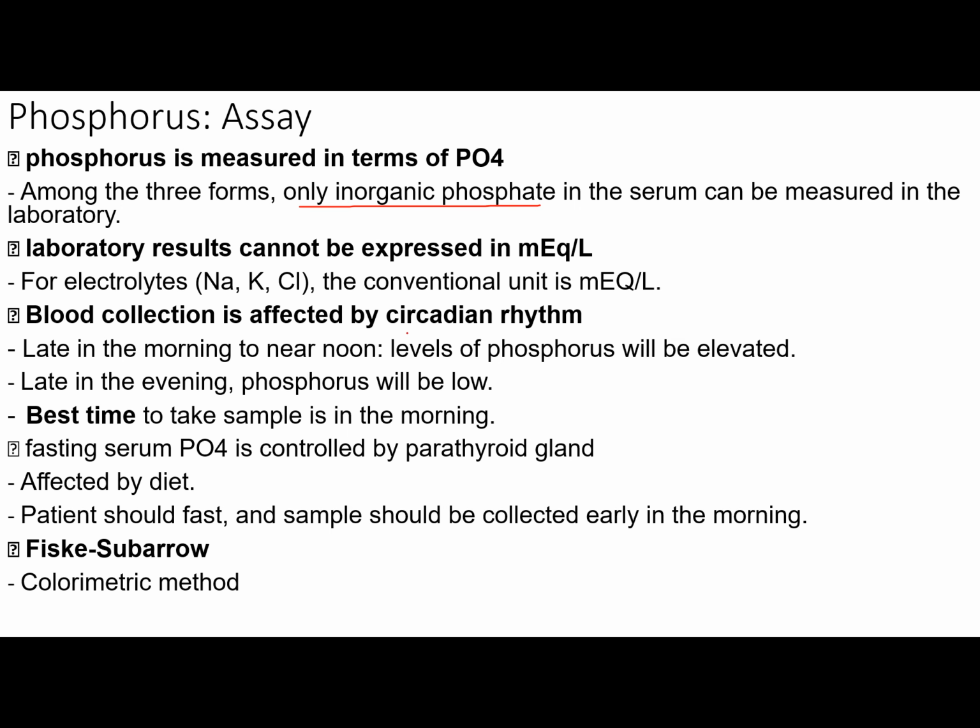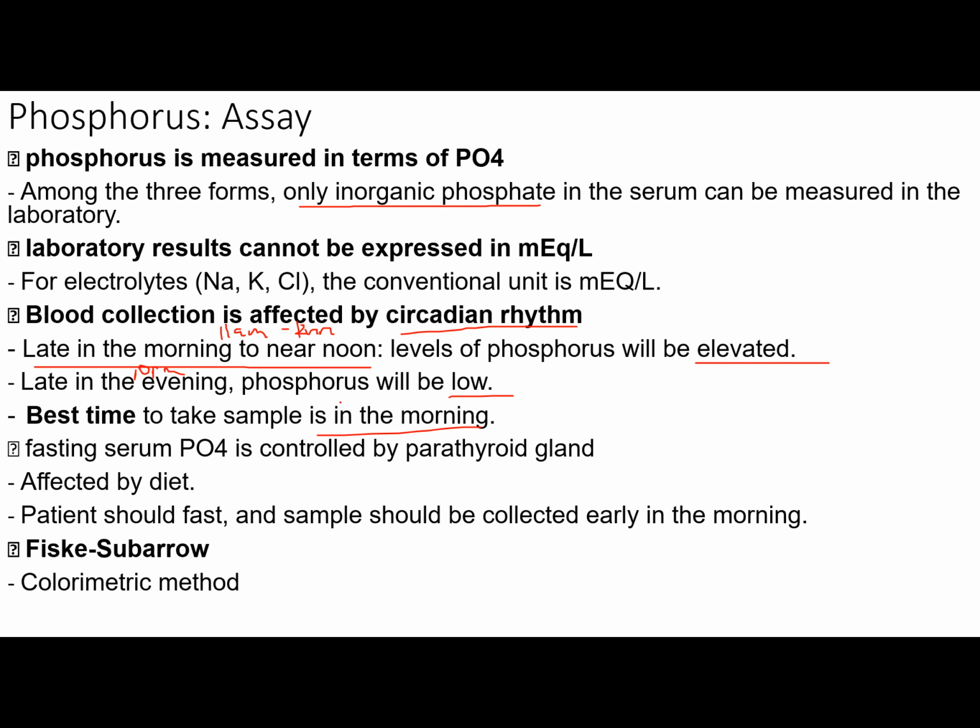Blood collection is affected by circadian rhythm. So pag magko-collect ka ng for inorganic phosphate class, you need to take note of the circadian rhythm. So if you collect blood for phosphate late in the morning to near noon, let's say 11 a.m. to 12 noon, levels of phosphorus will be elevated. Pag late in the evening, let's say 10 p.m., 11 p.m., phosphorus would be low. So the best time to take the sample is in the morning.